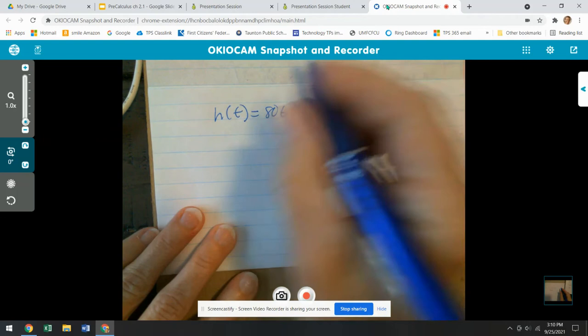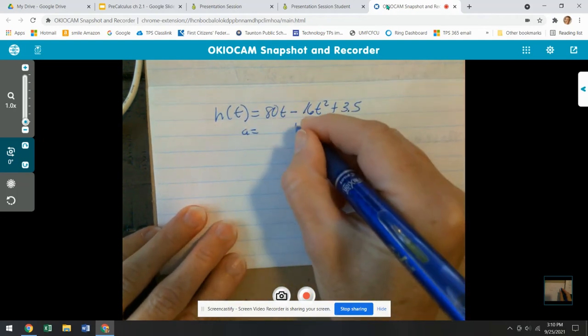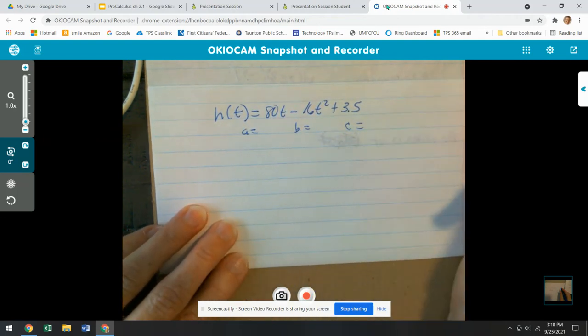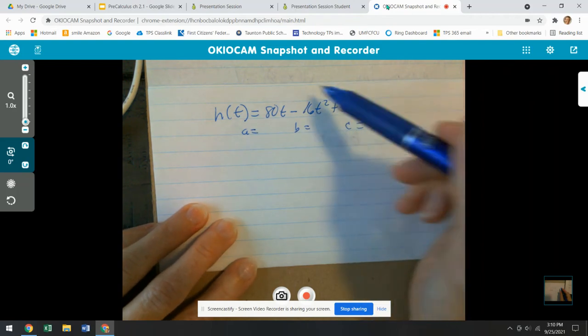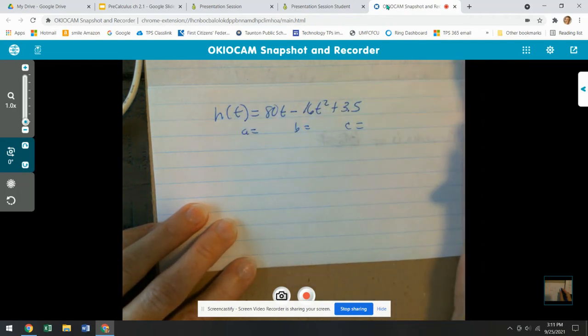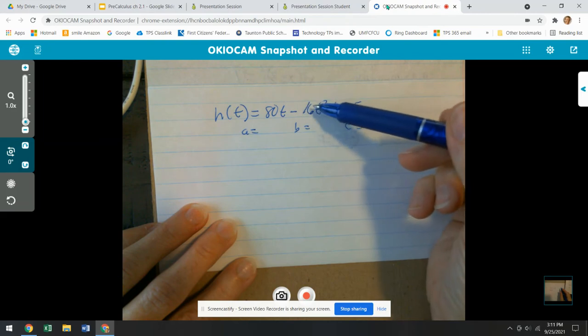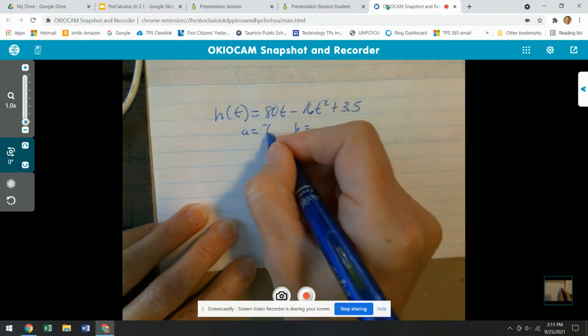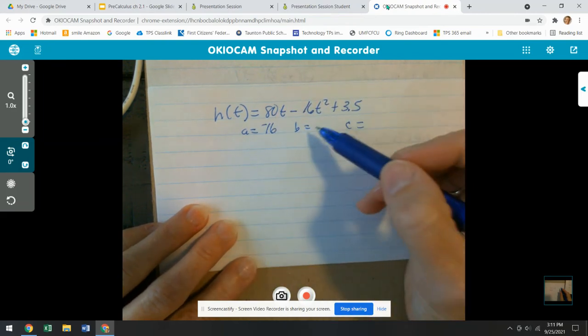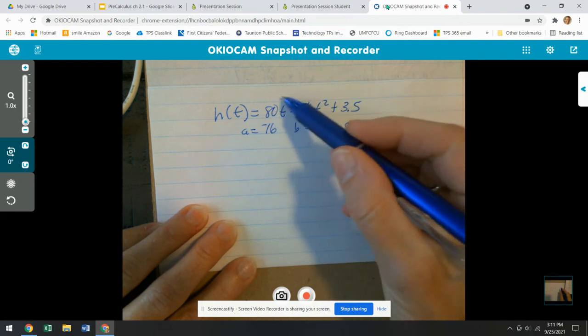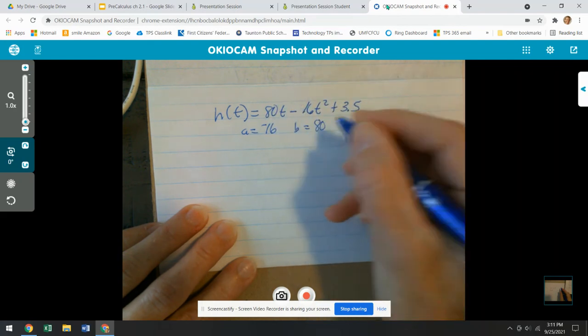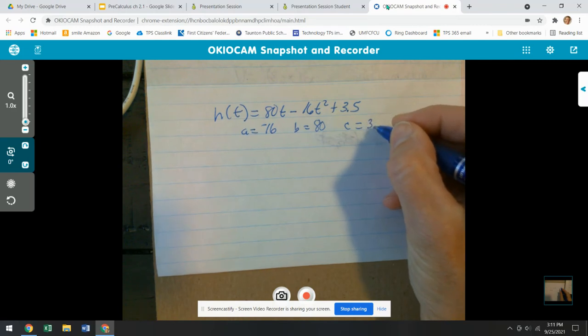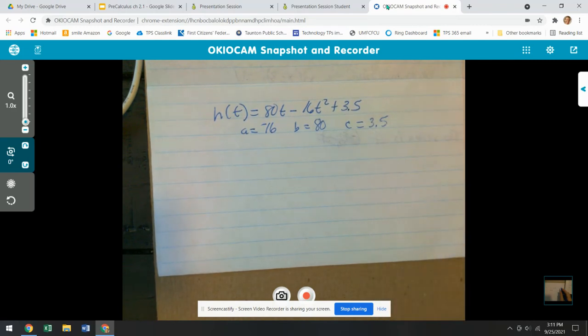So when I teach this in Algebra 1 and Algebra 2, I ask my students to literally write down what the a value, the b value, and the c value are. This is in standard form. The a value is always the coefficient in front of the t squared or the x squared, so that's a negative 16. Our b value is the coefficient in the linear term, so that's positive 80. And the c is the constant in our equation.